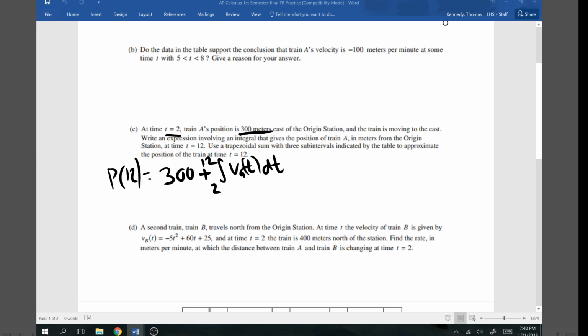All right, so we start at 300, and we add a whole bunch of trapezoidal sums. So our first sum is from 2 to 5, so that's 3 wide. And the average of 140 is 70. Then I add the next trapezoid, which is 3 wide, from 5 to 8. And the average of 40 and negative 120 is negative 40. And lastly, it's 3 wide. Oh, wait, it's not 3 wide, it's 4 wide. From 8 to 12, it is 4 wide. And we're going from negative 120 to negative 150, and that average is negative 135.